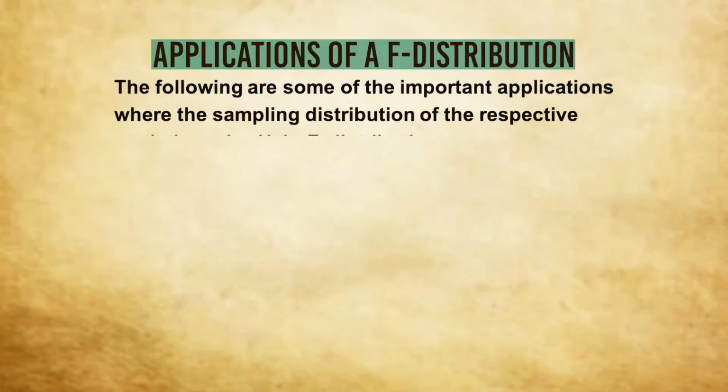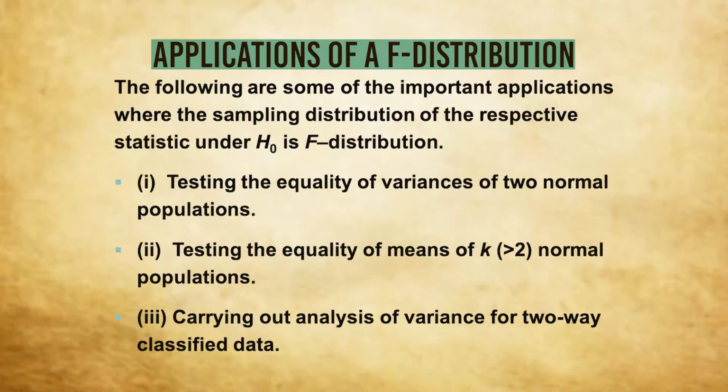We have several applications of the F distribution. Testing the equality of variances of two normal populations. When we talked about the T distribution, we talked about tests for the difference of means. In the same way, we can test for the difference of variances, whether the incomes of one population are more variable than the incomes of the other population.